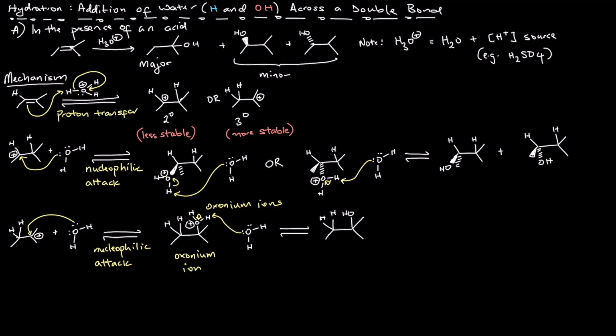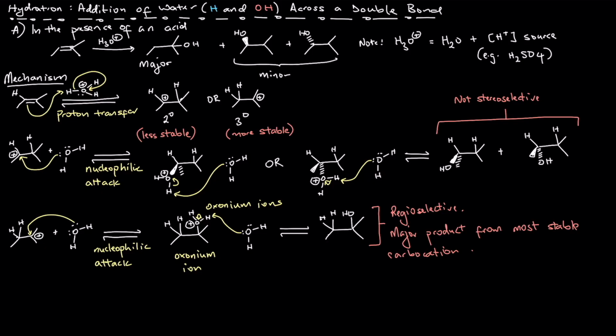Okay, so here are a few things to note about your acid-catalyzed hydration. Similar to the hydrohalogenation reaction, this reaction is not stereoselective because you're forming these carbocations which your nucleophile has to attack. So the nucleophile can attack from either side of your carbocation to form two possible products. However, this reaction is indeed regioselective because once again, just like your hydrohalogenation, the major product is formed from the most stable carbocation. So when you have multiple carbocations present, the most stable carbocation would lead to the major product.